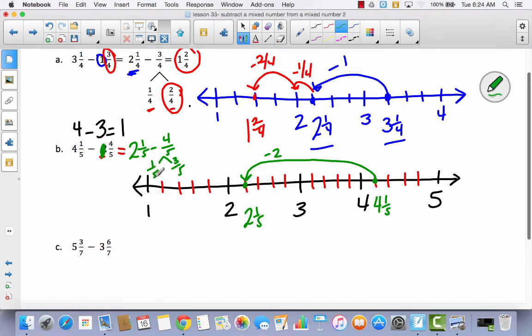Now the reason why I decompose this way is because I can take away 1/5 from 2 and 1/5, and that's just going to take me to the next whole number, which is 2. Now I'm going to take away 3/5. 1, 2, 3. And look at where I end up. I end up at 1 and 2/5.